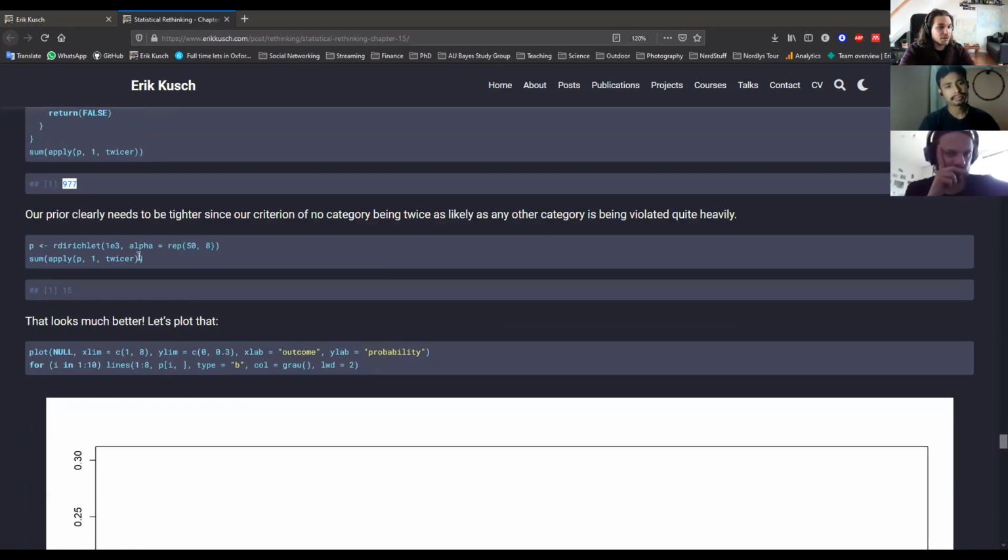Let's make another, more constrained prior where I just up alpha to 50. This was just playing around to get to something. And now out of 1,000, only 15 violate that constraint. Honestly, I'm fine with that. 15 out of 1,000. Yeah, the model should correct that for us.